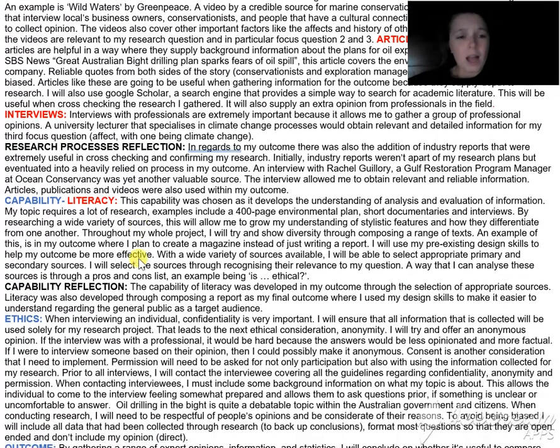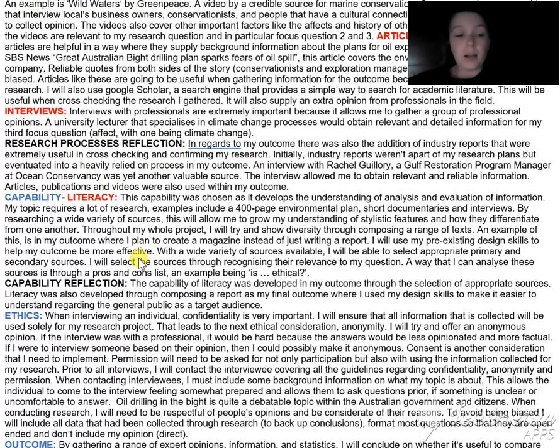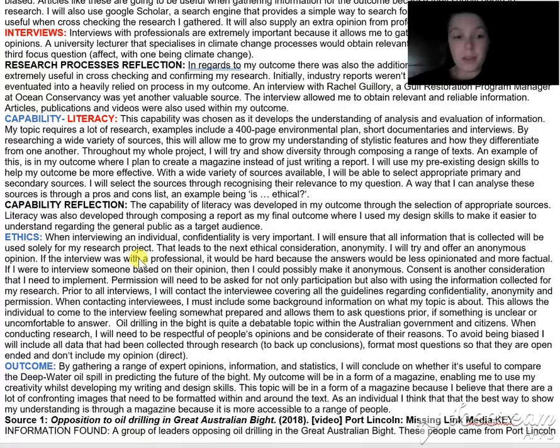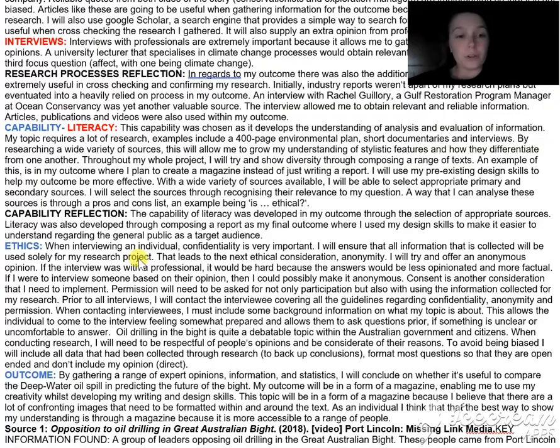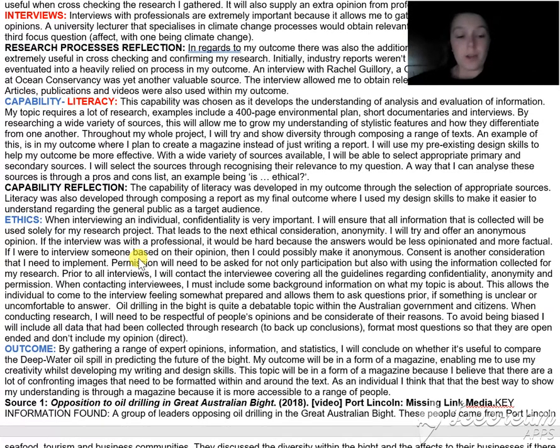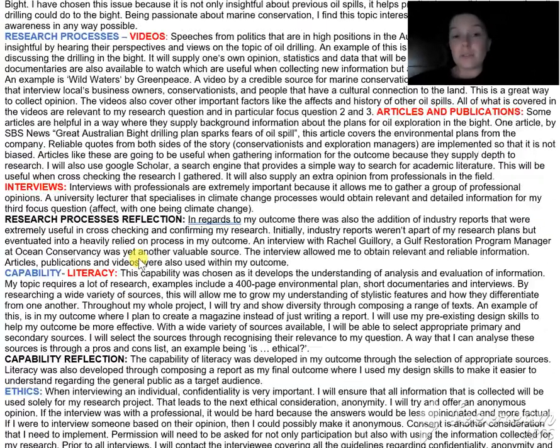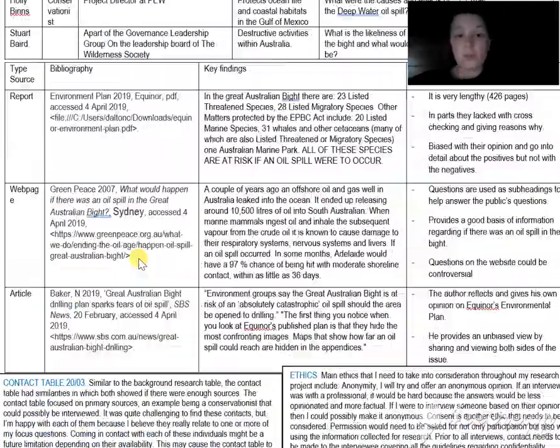Then they've gone through their literacy. They've gone through their ethics. They've gone through their outcome. Now, what you're going to notice is that they've got these little reflections there. They added them back in later because they realized some of the planning that they'd done didn't quite work. So this student has adjusted their pages as they've gone along. So that's a really good summary of what it could look like.